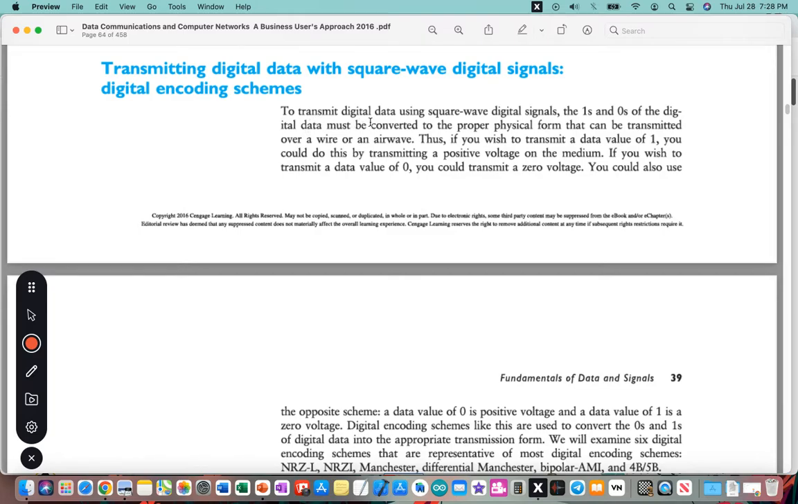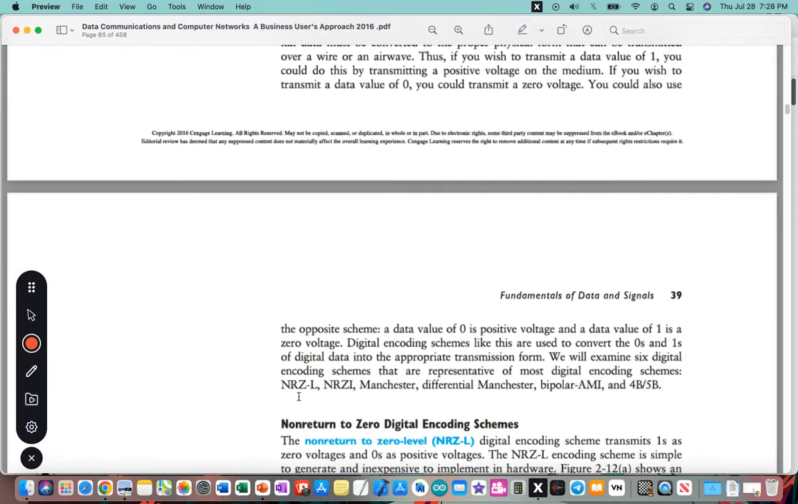To transmit digital data using a square wave digital signal, the ones and zeros of the digital data must be converted to the proper physical form that can be transmitted over a wire or an airwave. Thus, if you have to transmit a data value of one, you could do this by transmitting a positive voltage on a medium. If you wish to transmit a data value of zero, you could transmit zero voltage. You could also use the opposite scheme.